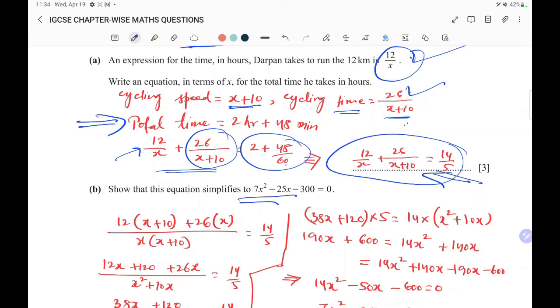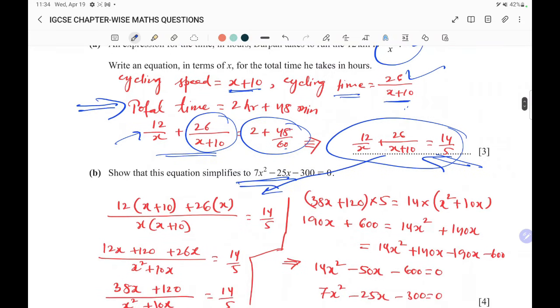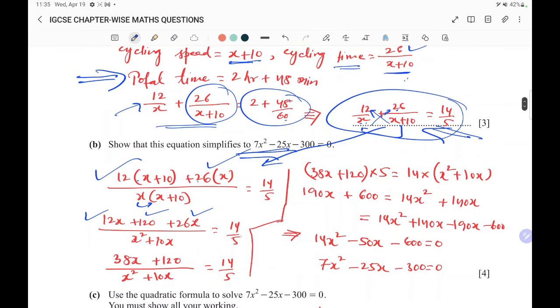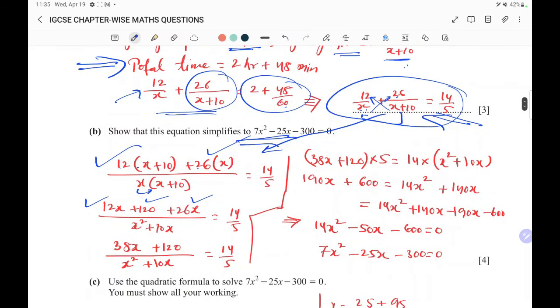The next question says this equation simplifies to this, so now we have to simplify this result. How will you simplify? Again, you have to cross multiply. So 12 times x plus 10 plus 26 times x, over x times x plus 10, equals 14 over 5. So 12 times x is 12x, 12 times 10 is 120, 26 times x is 26x, x times x is x squared, and x times 10 is 10x. This is over 5, then 12x plus 26x is 38x plus 120, over x squared plus 10x.